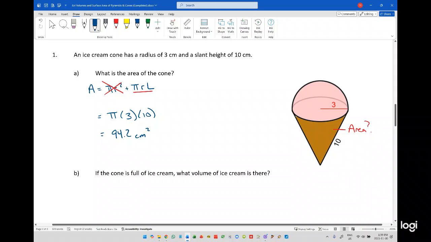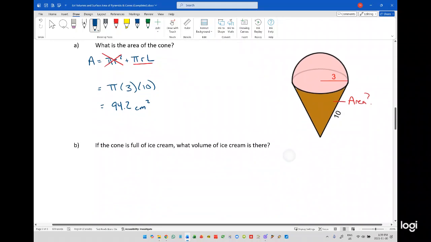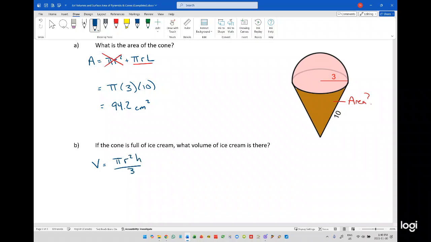All right, if the cone is full of ice cream, what volume of ice cream is there? Now, the question's a little bit vague here. We're going to assume that the cone is full of ice cream and that there is ice cream on top of the cone in the half sphere. So let's do the total for that. The volume for the cone part is going to be pi r squared h over 3. By the way, I think I used capital L for h in the last lesson. Don't get too caught up on it. It's, again, just variables. Plus, we're also going to have the half sphere.